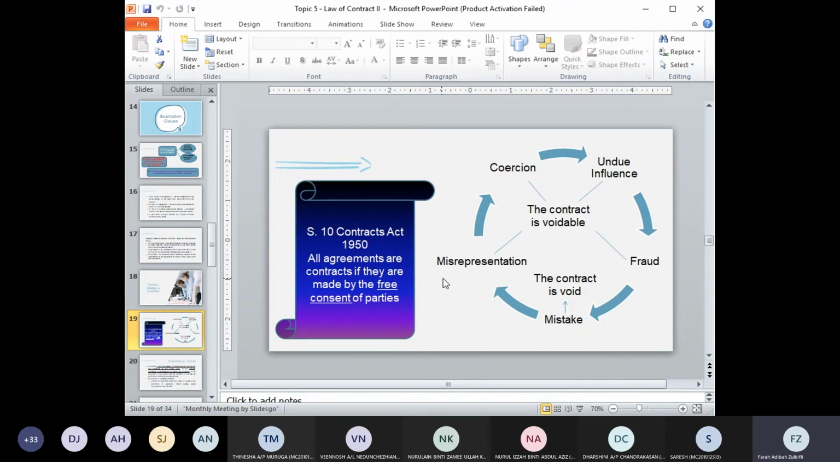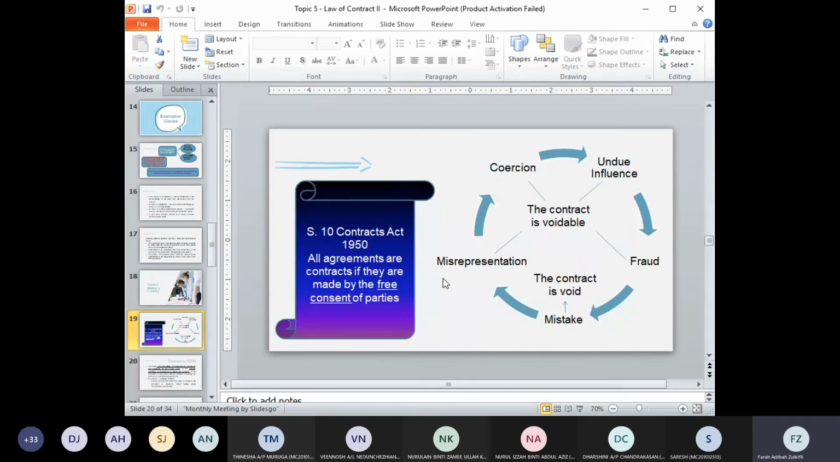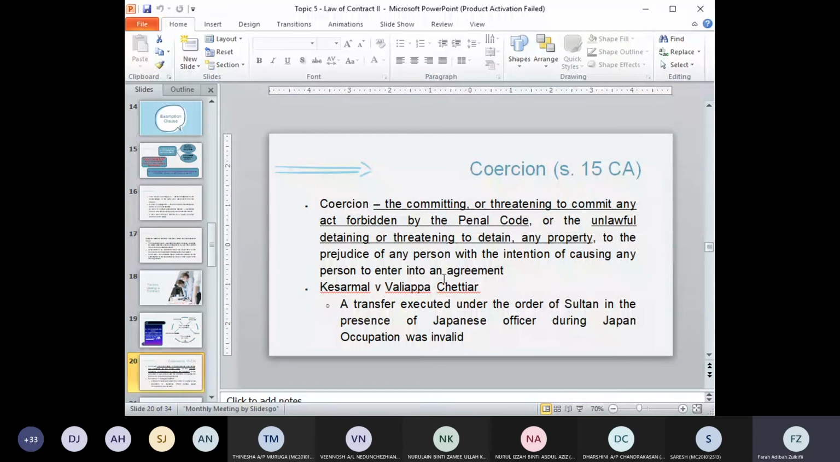Okay. So there are 5 situations where a contract can be voidable. So we will see each of the 5 situations one by one. All these are stated in the Contracts Act 1950, so you can refer to the Contracts Act. I already put the sections of each of the situations inside your slide, so you can refer to each section if you want to see more illustrations or examples which are provided in the Contracts Act.